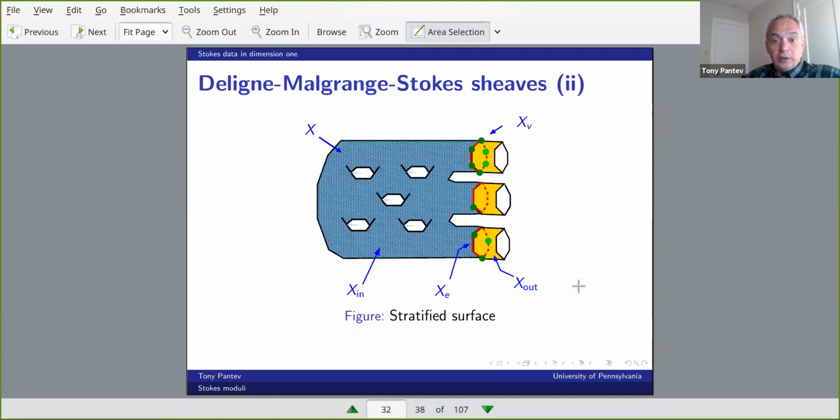So this is the picture. The whole thing, yellow and blue, is the surface. The inner open stratum is the blue part. The outer open stratum is these yellow cylinders, so it's one little cylinder near each boundary component. The outer open stratum and the inner open stratum are separated at each boundary component by a circle. And now each of those circles is broken by Stokes rays into arcs, so it's broken by points into arcs. That's what the stratification looks like.